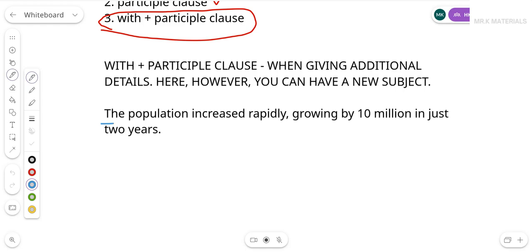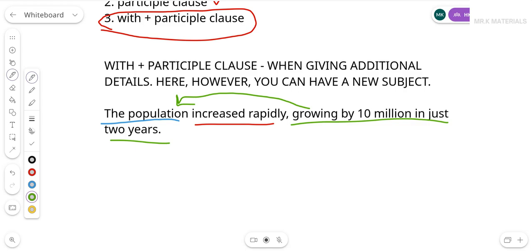All right, let's say the population, I have my subject, then I have my main action, increased rapidly, and then I have my participle clause, growing by 10 million in just 2 years. And growing fully belongs to population. So what is growing? Population. The translation here would be: population increased, rising by 10 million. Rising. Again, we're talking about population only. So I have only one subject in this sentence.